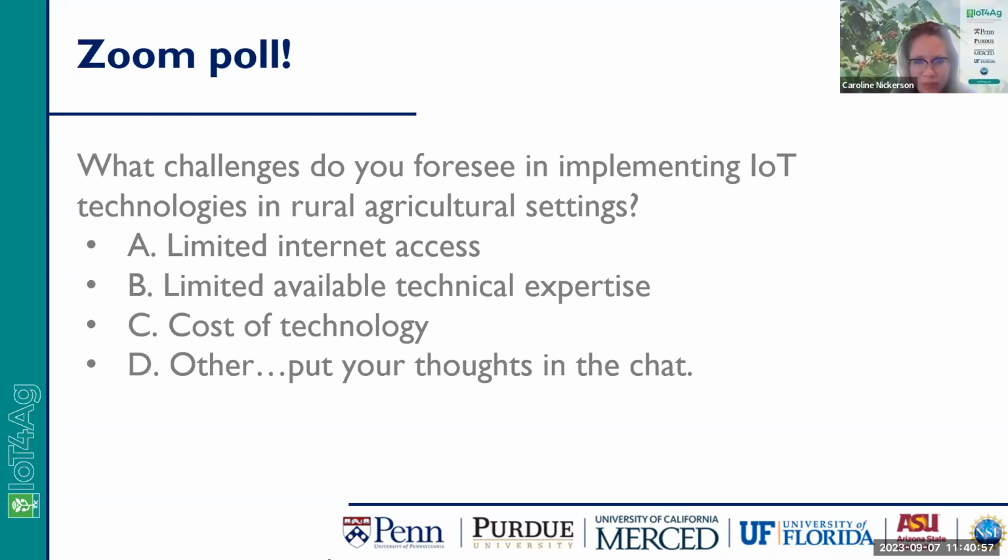So it looks like 13% thought limited internet access was one of the biggest barriers. 31% said limited available technical expertise. We got 50% who think cost of technology. And then for those others in the chat, we had someone who said limited time.